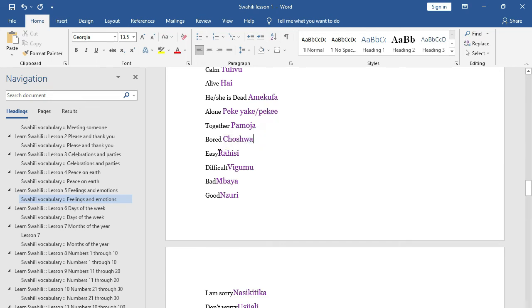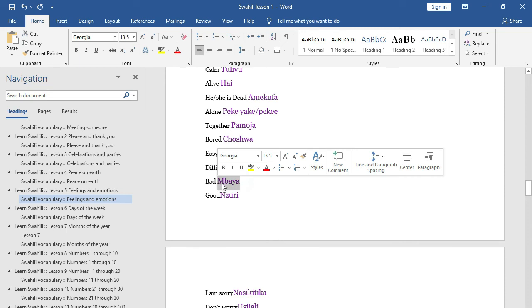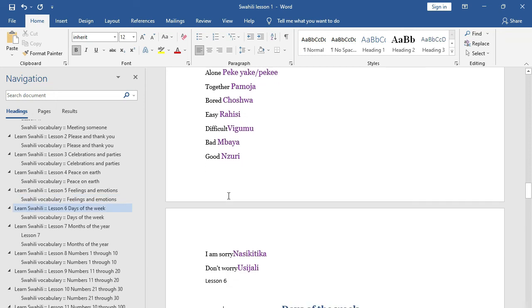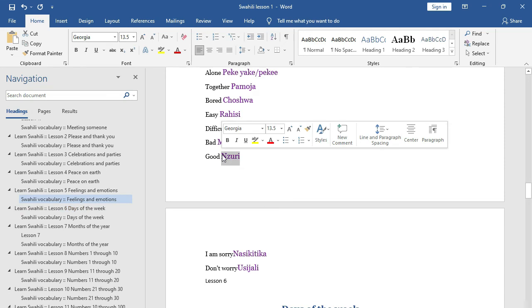The next word is easy. In Swahili is rahisi. The next word is difficult. In Swahili is vigumu. The next word is bad. In Swahili is mbaya. The next word is good. In Swahili is nzuri.